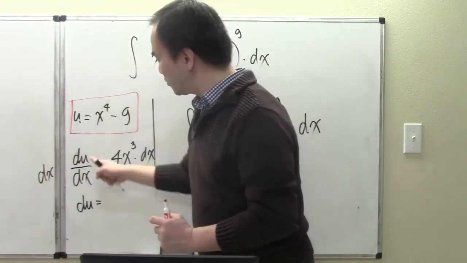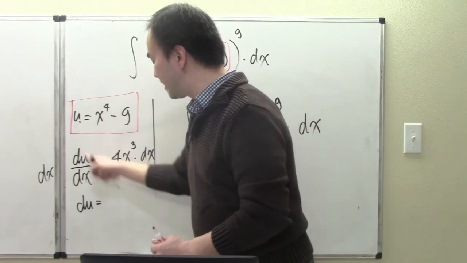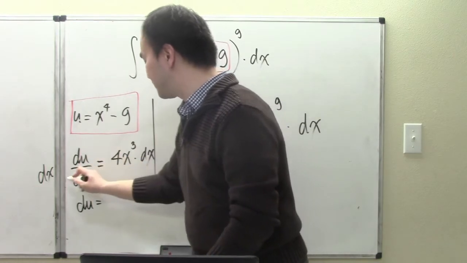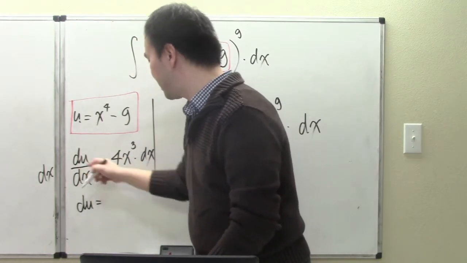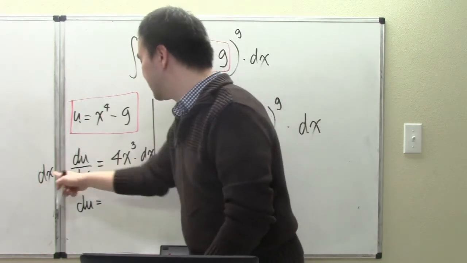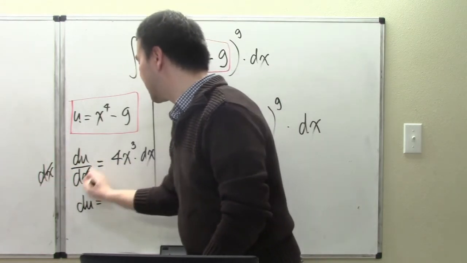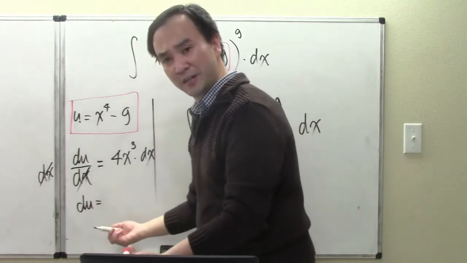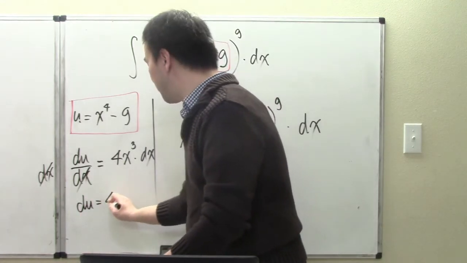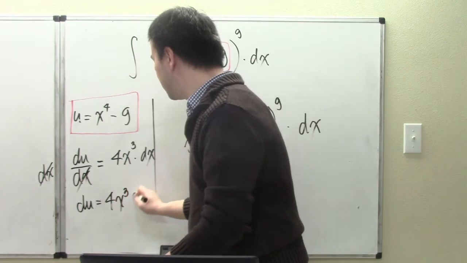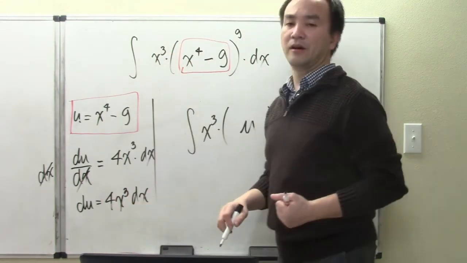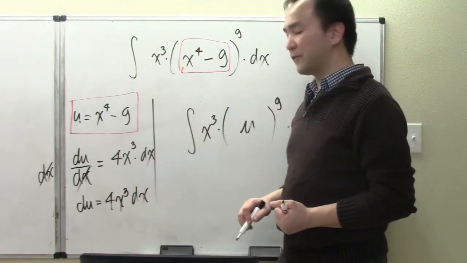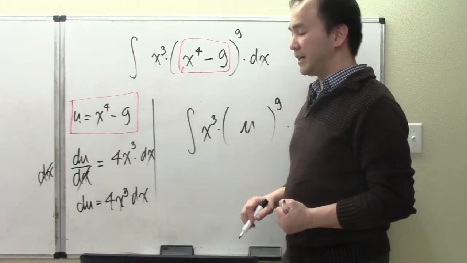And so once we have allowed that understanding that this is now a fraction, then treating it as a fraction, I can multiply both sides by a dx. So that dx here cancels on the left-hand side, and consequently I end up solving an equation algebraically. So du equals 4x cubed dx. Okay, du equals 4x cubed dx. And then we're getting closer.